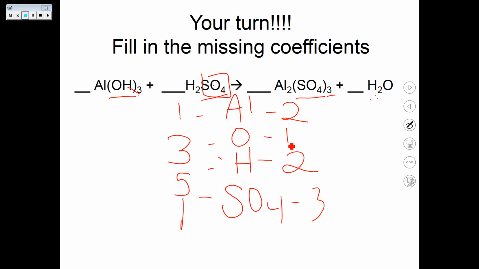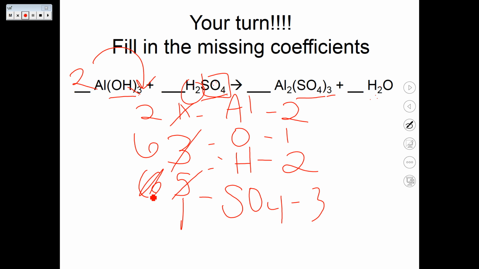Okay, let's go ahead and balance the aluminums first. We'll put a 2 here, which gives me 2 here. That changes my oxygens over here: this is 2 times 3, which gives me 6 oxygens and 6 hydrogens. Oh, but then I have these 2 hydrogens too, so I actually have 8 hydrogens. So that takes care of the aluminums.